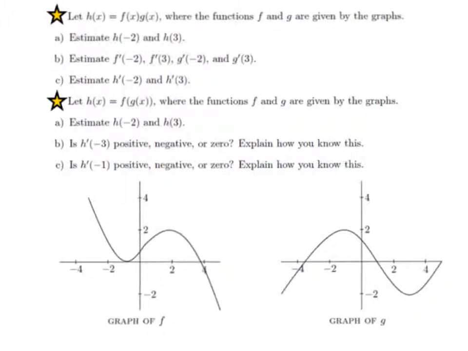This I took from a College Board kind of prep guide. It says h of x is equal to f multiplied by g, where the functions f and g are given.